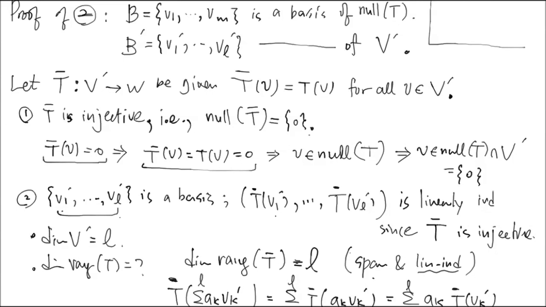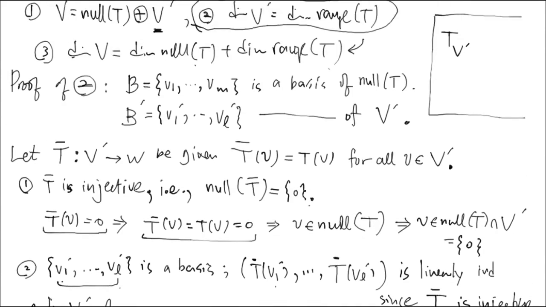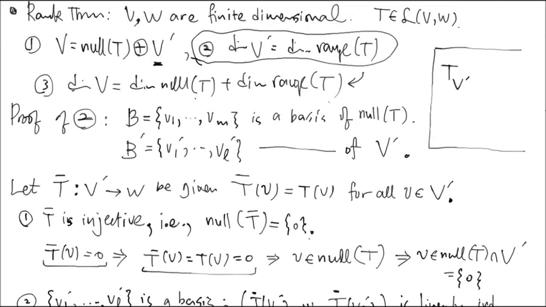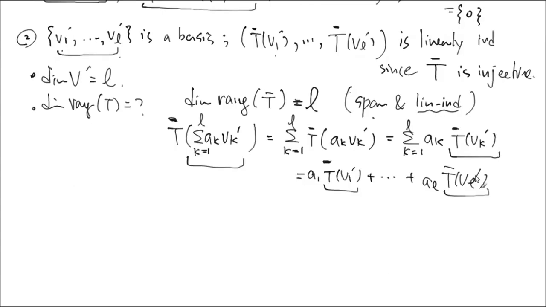Let's see one more thing. We want to claim, where is the theorem? Oh, claim: the dimension of V prime and the dimension of the range of T. What we have shown here is the dimension of V prime is L, and L is exactly the dimension of the range of T bar, right? So I can write down the dimension of the range of T bar here. If I can change that dimension of the range of T bar to the dimension of the range of T, then that's it.